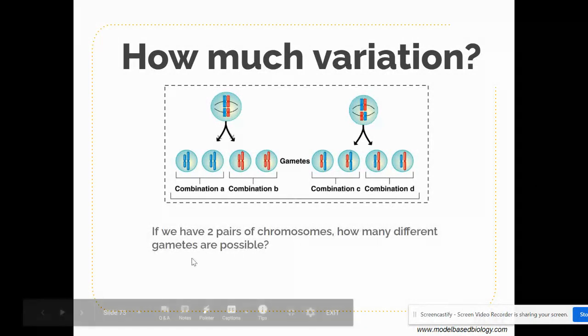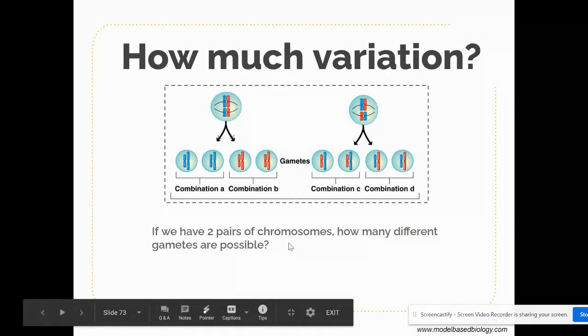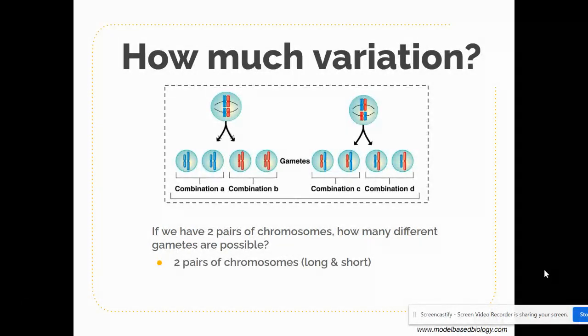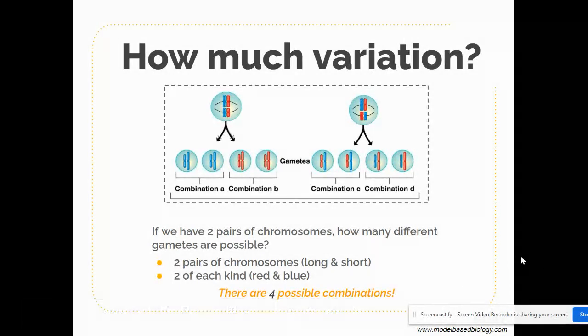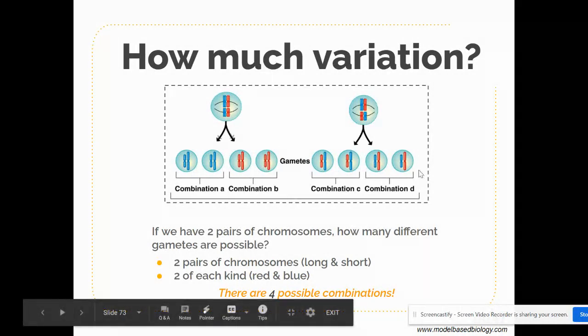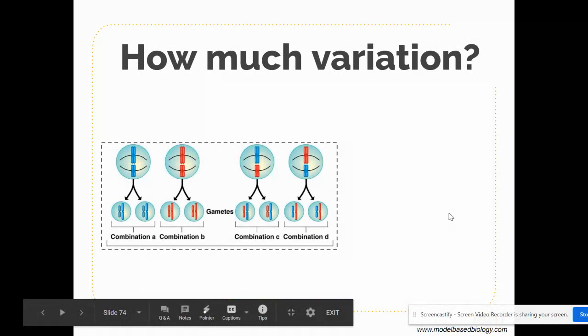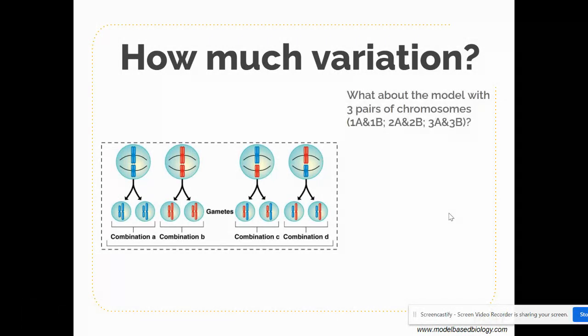Okay, if we have two pairs of chromosomes, how many different gametes are possible? Okay, we have two pairs of chromosomes, long and short, two of each kind, red and blue. There are 4 possible combinations. Okay, 1, 2, 3, 4. Okay, so what about the model with 3 pairs of chromosomes? 1A and B, 2A and B, and 3A and B.